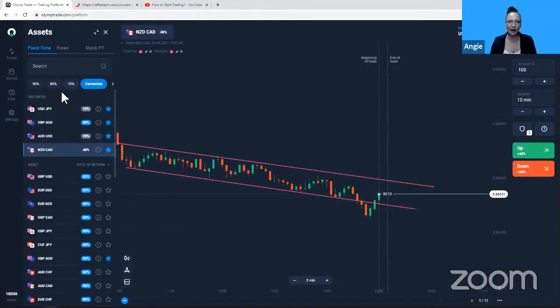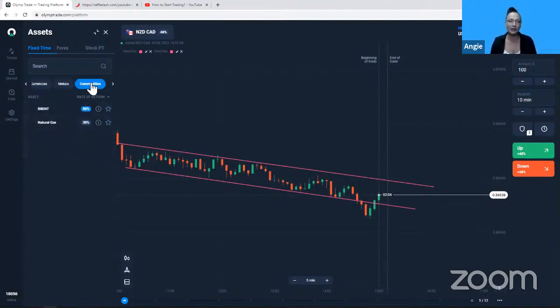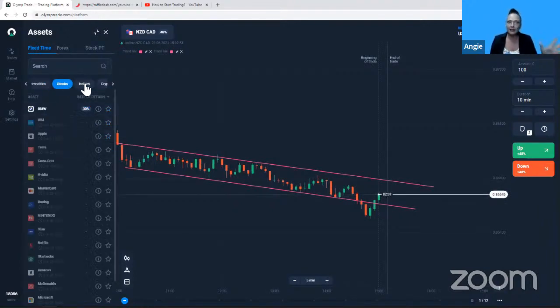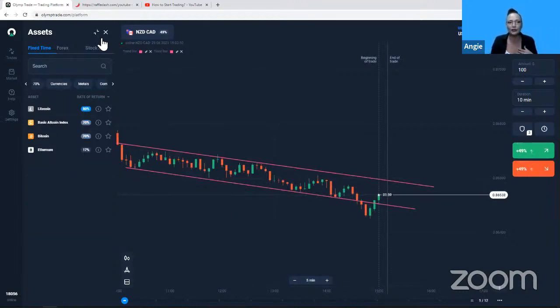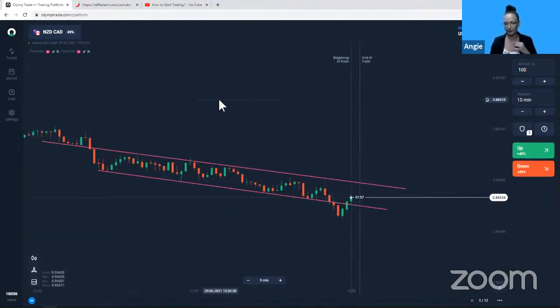Don't forget to check them out. There's a lot of different classes. There's obviously different cross currency pairs, tons of different ones from different countries. Obviously, we have metals that we mentioned, commodities, stocks, indices, crypto. So of course, don't forget to check all of them out.